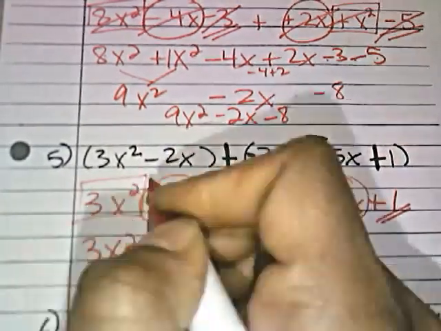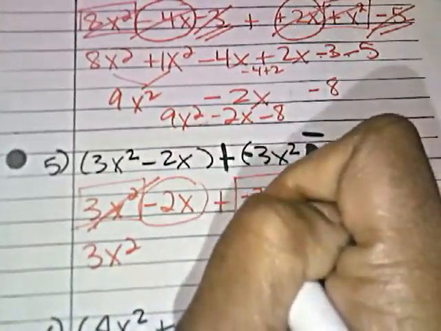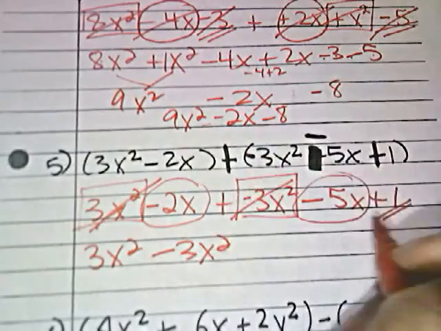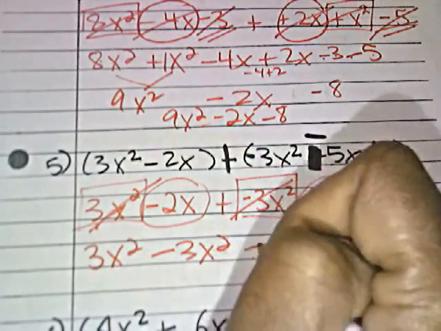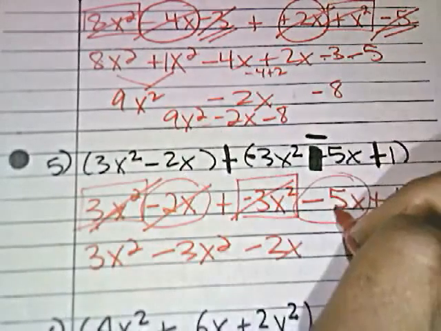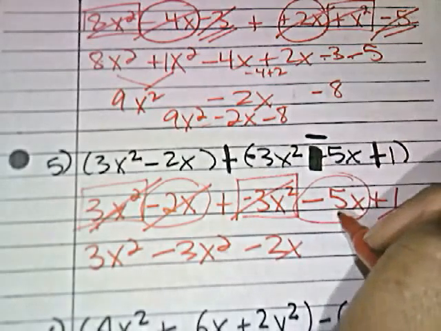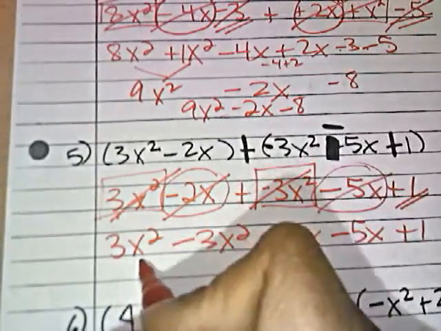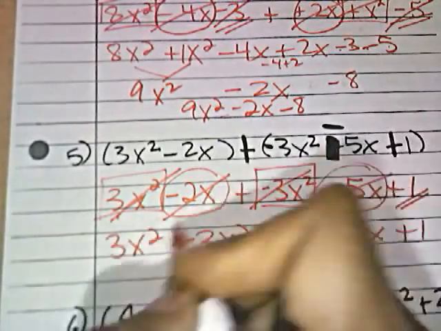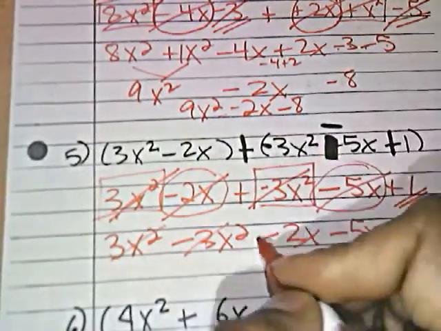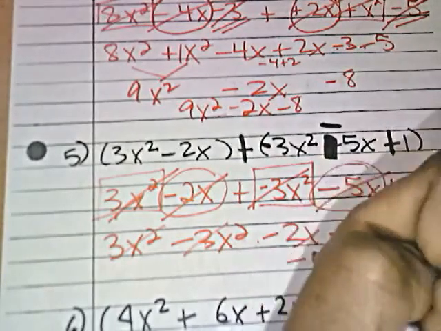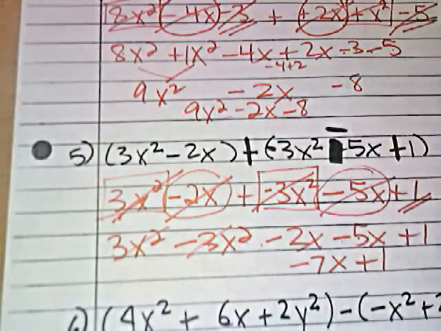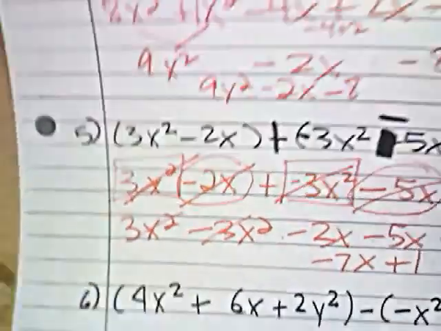3x squared. What's in the box? Minus 3x squared. What's in the circle? Minus 2x minus 5x plus 1. Combine these. 3 minus 3 is 0. They cancel out. Negative 2 minus 5 is a negative 7x plus 1. Okay? And the last one, I'm just going to do it really quick.